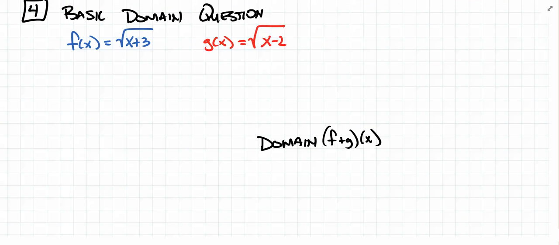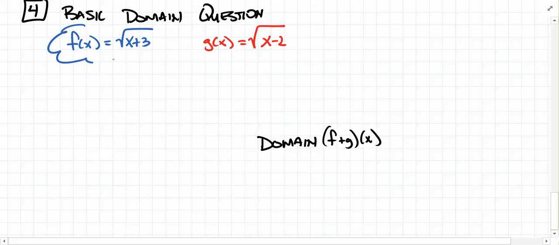I'm going to define the blue function, f of x, equal to the square root of x plus 3. And the red function is equal to the square root of x minus 2. All right? So I want to know what's the domain when I add those two functions together. What's the domain going to be when I add the two functions together? So let's do this first.